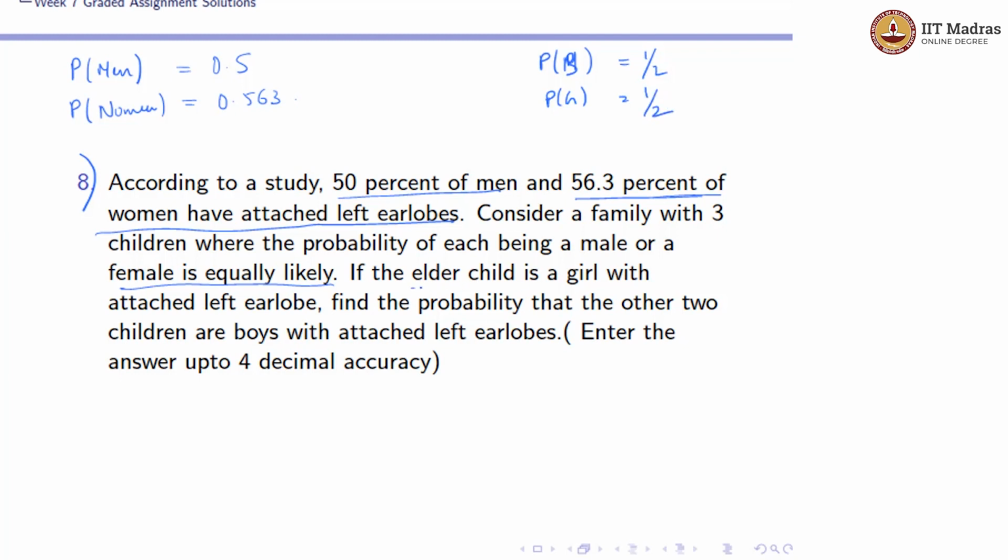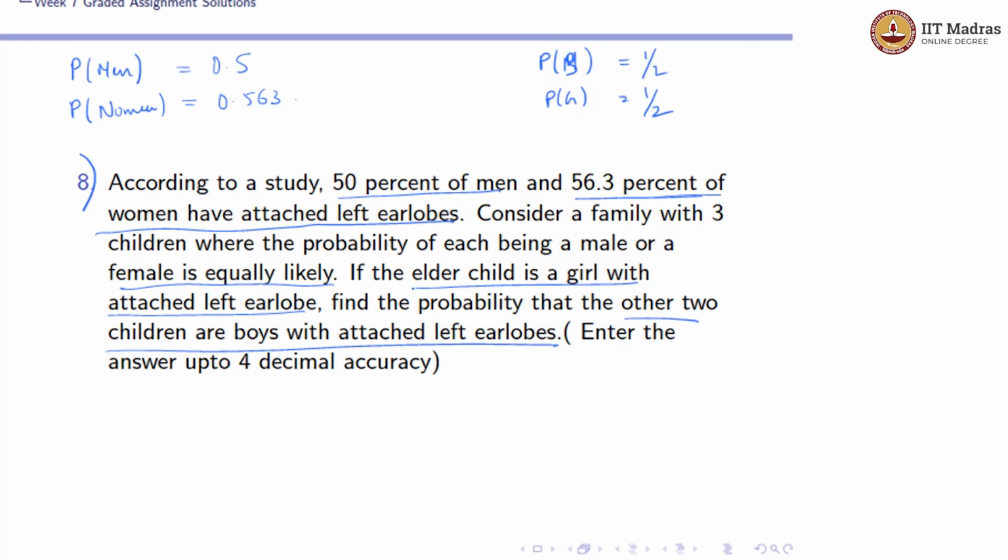If the elder child is a girl with attached left earlobes, find the probability that the other 2 children are boys with attached left earlobes. So if you know that the elder child is a girl, now you have to find out the probability that the other 2 children are boys.